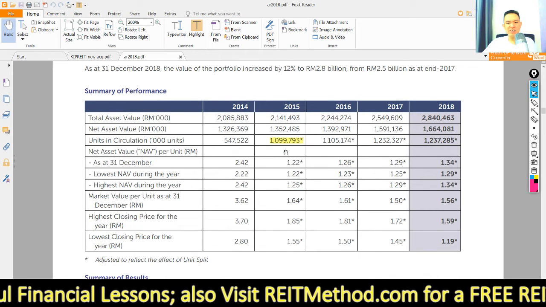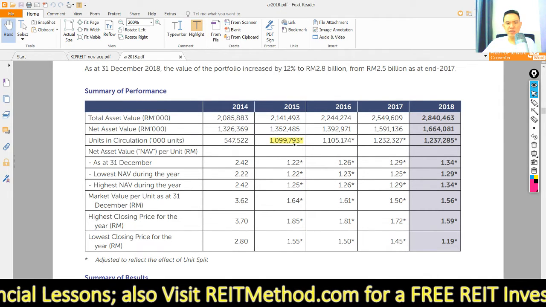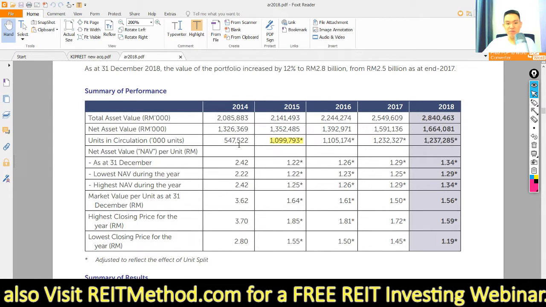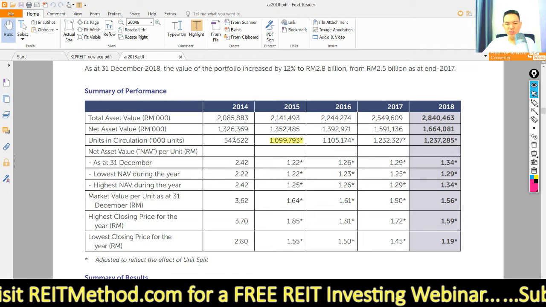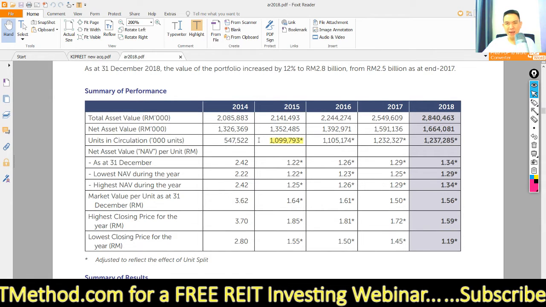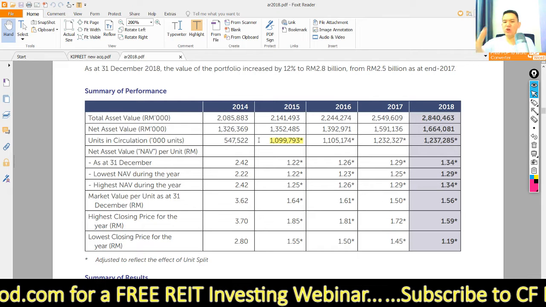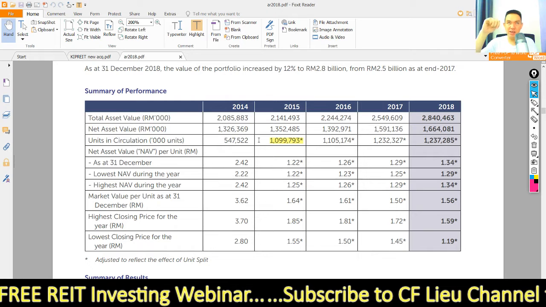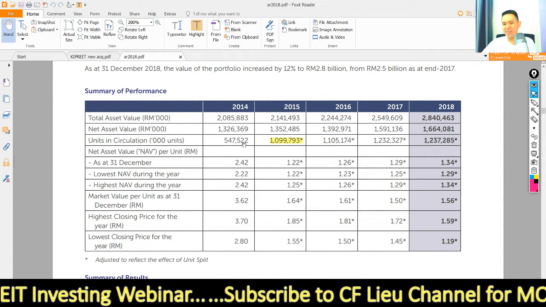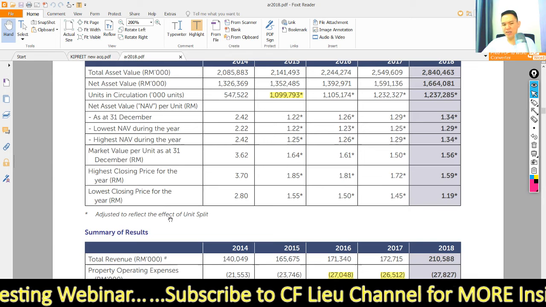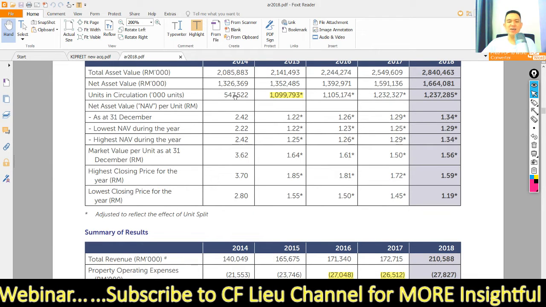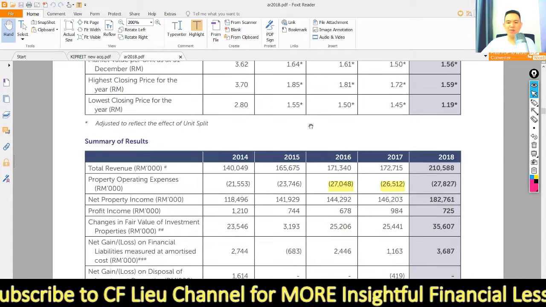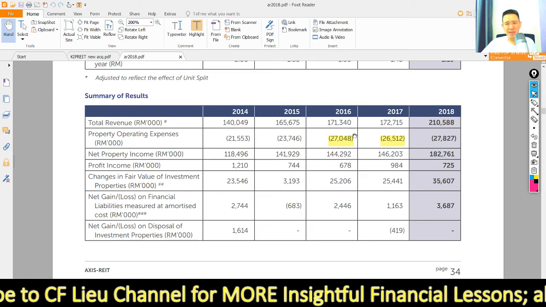And units in circulation, as you can see, this is the units in circulation. Why from here to here? Like I've explained to you, normally if they do a rights issue and the units in circulation increase by twice, and you do not subscribe, your existing shareholding will be diluted in terms of the dividend holdings and in terms of the price. But in this case, it's not, because it's just a unit split, which they have explained over here, adjusted to reflect one unit split into 2 units. That's what it's about.